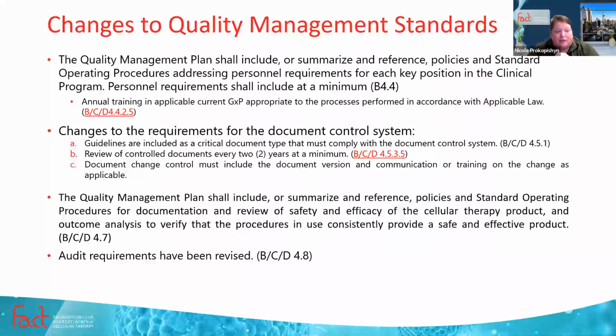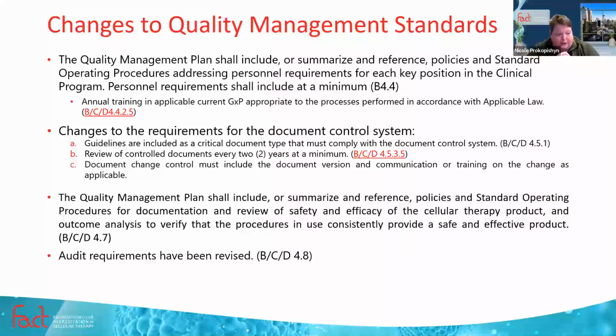Of course, I've already mentioned annual training for things like GXP and having it in the quality management plan, at least a summary or reference to the policies and standard operating procedures for that. Additionally, things were added to change the requirements for the document control system, things like including critical document types that needed to be controlled, the review every 2 years at a minimum, and having things like document versions available and communication of training of all these things. So good quality management processes.